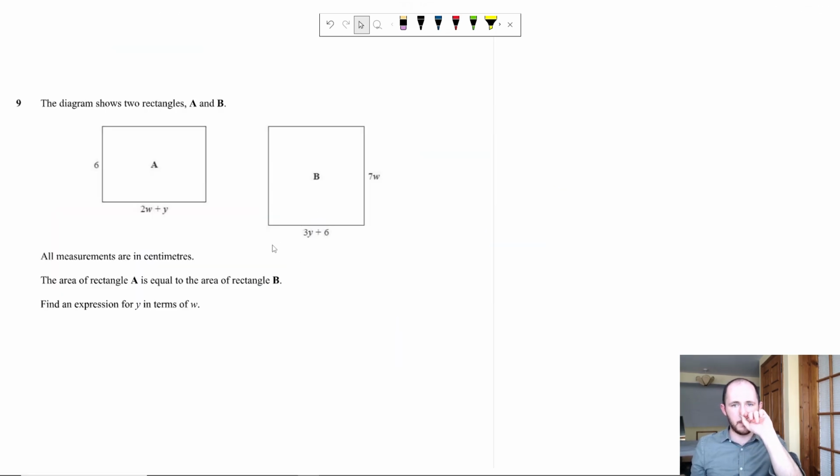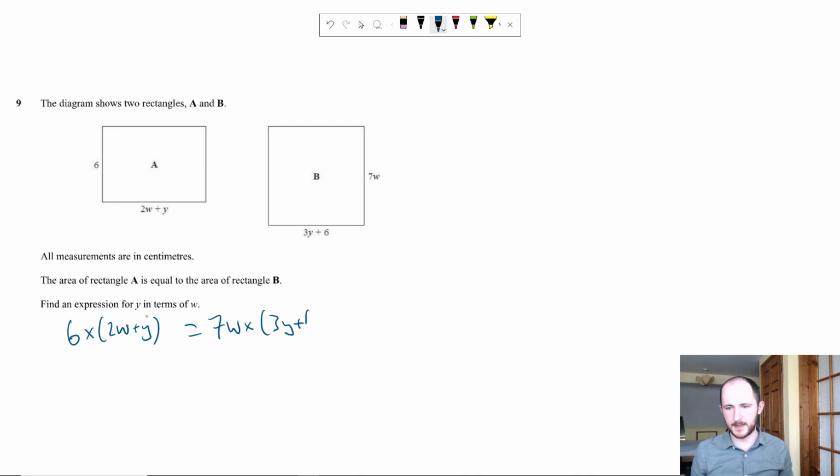And for this question, we have 2 rectangles, A and B, and apparently the areas of them are equal. We need to find an expression for y in terms of w. So we want basically y equals and then a bunch of stuff that has w in it. So let's work out the areas of A and B separately. The area of A is going to be 6 times 2w plus y, because that's how you work out area, it's just the 2 measurements times together. And that should be equal to 7w multiplied by 3y plus 6.